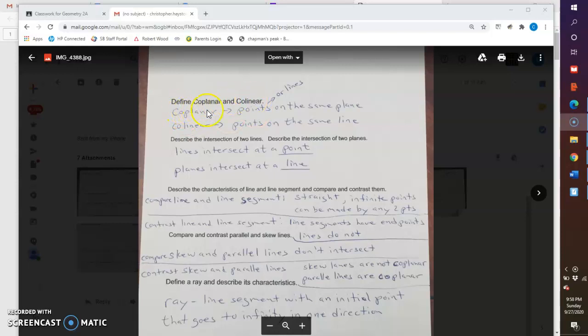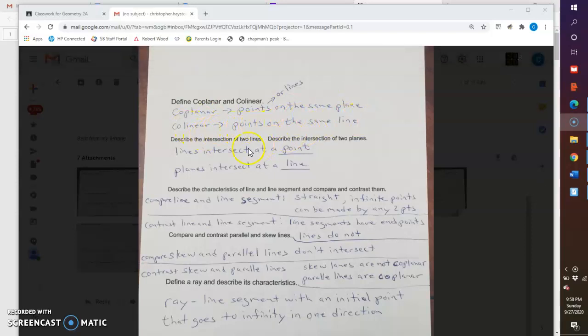Define coplanar and collinear. Coplanar is simply points or lines on the same plane. Collinear, points on the same line. We should know that lines intersect at a point and that planes intersect at a line.